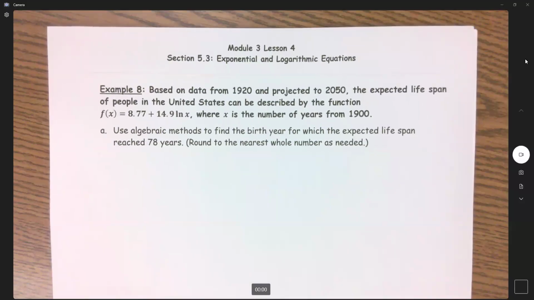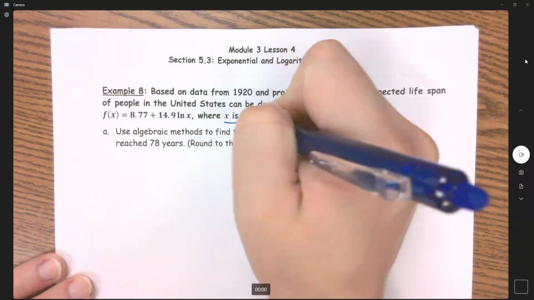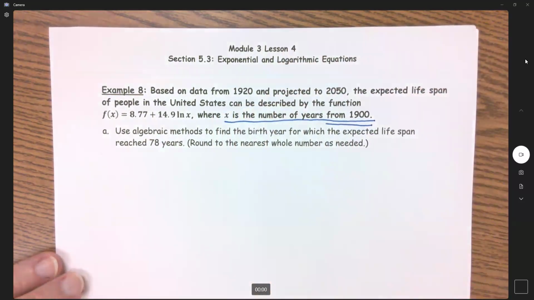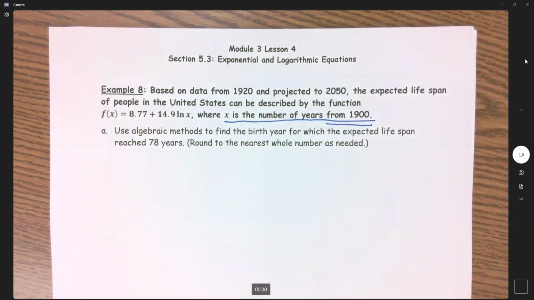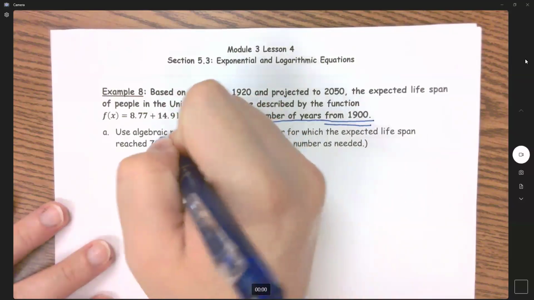We have one application problem involving a log. So our last example, example 8, says based on the data from 1920 and projected through 2050, the lifespan of people in the United States can be described by the function f of x, where x is the number of years from 1900. Use algebraic methods to find the birth year for which the expected lifespan reaches 78 years.